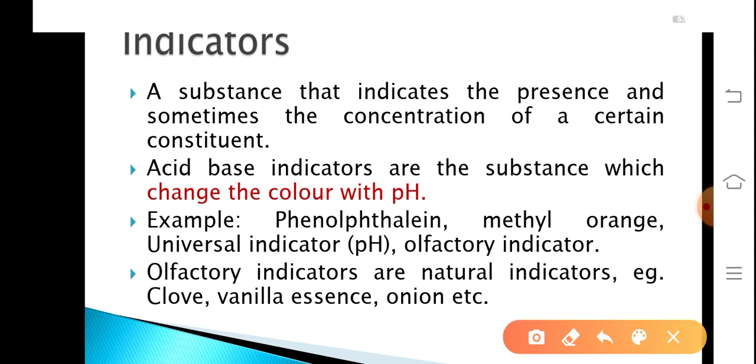Another specific type of indicator which can also be used to detect the presence of acidic and basic solution is the olfactory indicator. Olfactory indicators are natural indicators. They basically give a particular smell in presence of acidic solution or in presence of basic solution. Examples are clove, vanilla essence and onion.